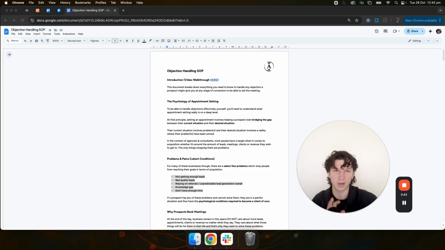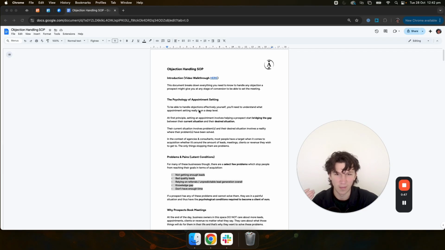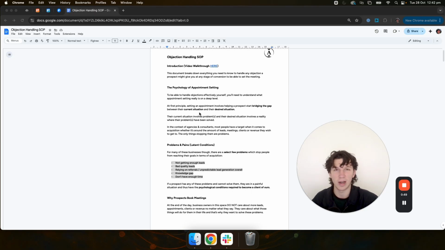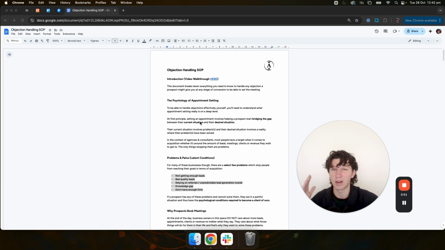So this is the document that we have. I actually made this for our appointment setters, but I'm also going to just walk you guys through this because it applies to anyone trying to handle objections. If you're struggling to convert positive replies, or neutral replies or objections, into booked calls, this is going to be for you.